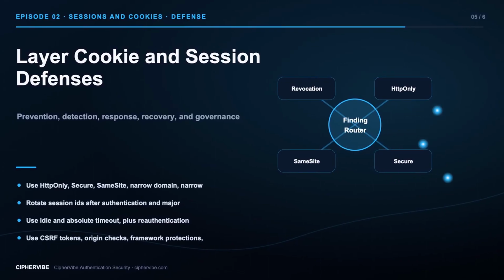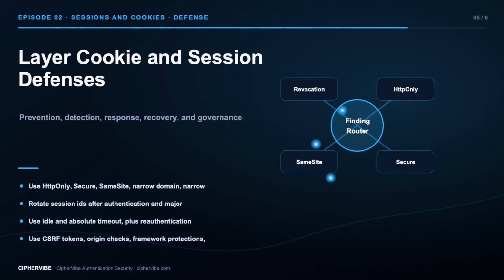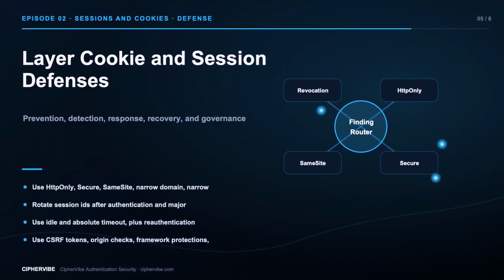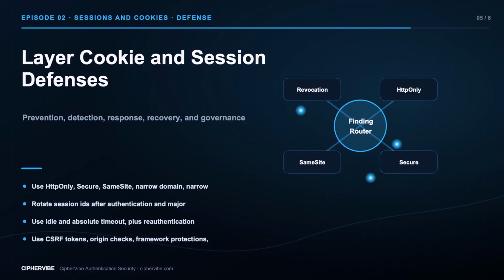Sixth, alert on session reuse from unusual locations, impossible travel, many concurrent sessions, suspicious user agent changes, and sensitive actions after risk signals. For each important risk, ask 5 questions.